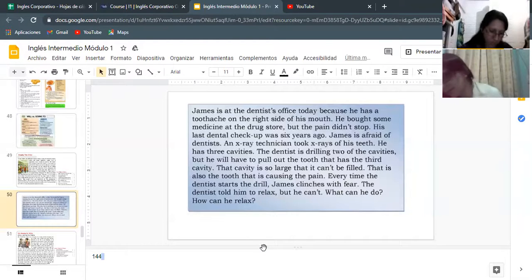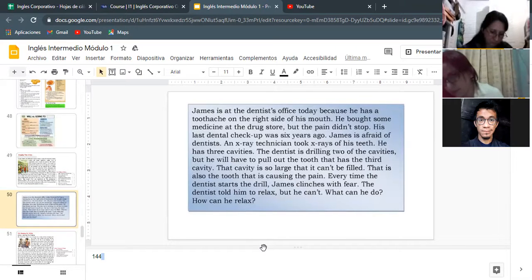Okay. James is at the dentist's office today because he has a toothache on the right side of his mouth. He bought some medicine at the drugstore, but the pain didn't stop. His last dental checkup was 6 years ago. James is afraid of dentists. An X-ray technician took X-rays of his teeth.